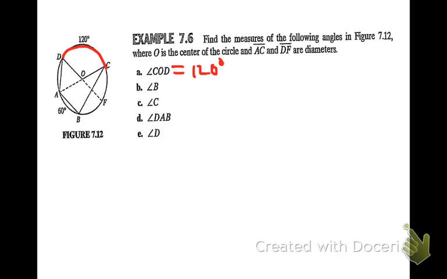Okay, angle B. What would angle B be? How'd you get that, Bryant? Yeah, AC is a diameter, so the endpoints of angle B are the diameter, which is going to intercept an arc that's 180. So B would be 90.